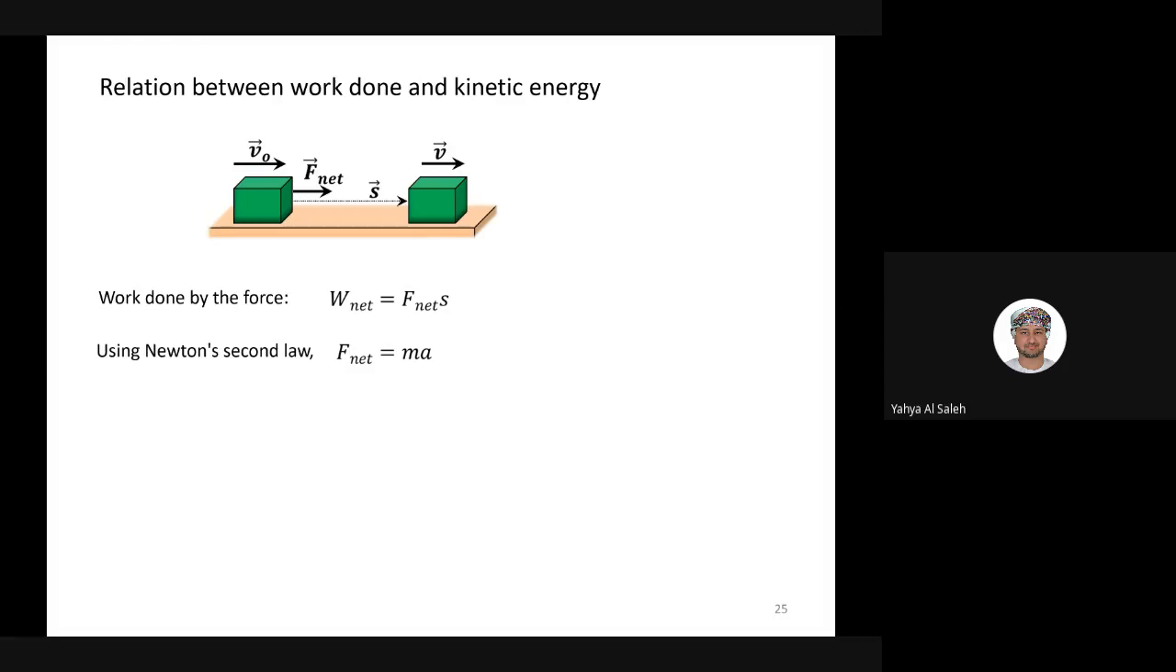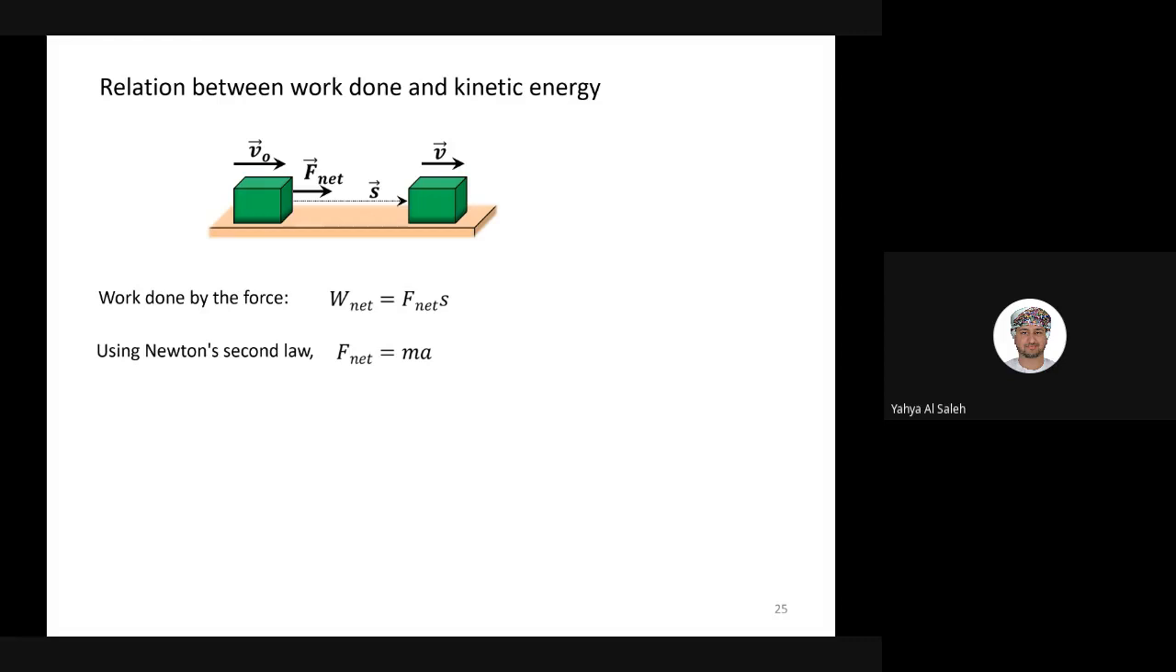Now we have talked a lot about when work is more, energy is more, and velocity is different, but we have never formalized it mathematically. So let's do that. Work done by the force is F dot d, or in this diagram it will be Fs.